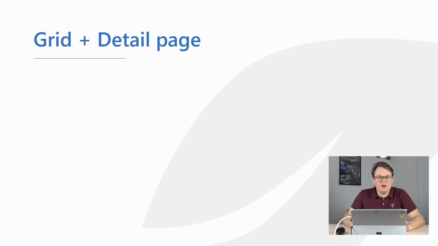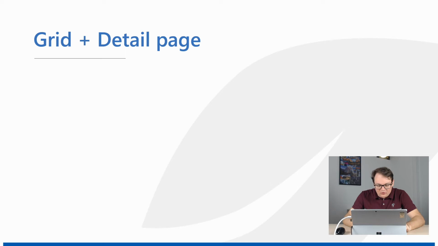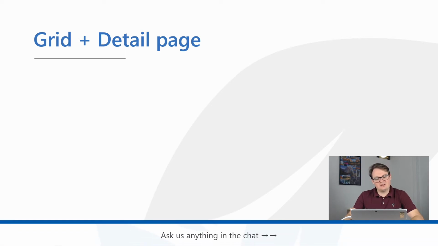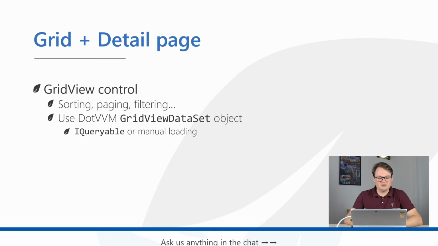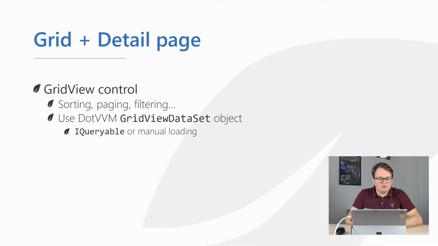I will show you a short example of how to do the most frequent requirement, which is a CRUD page. So a page where you can create, read, update, and delete your records. In .vvm, there is the grid view control, which supports sorting and paging, and it doesn't support filtering right away, but it's very easy to add it, so you will see how to do it. And you can use the classic collections like lists or arrays with the grid view, but you would need to handle the sorting and paging by yourself.